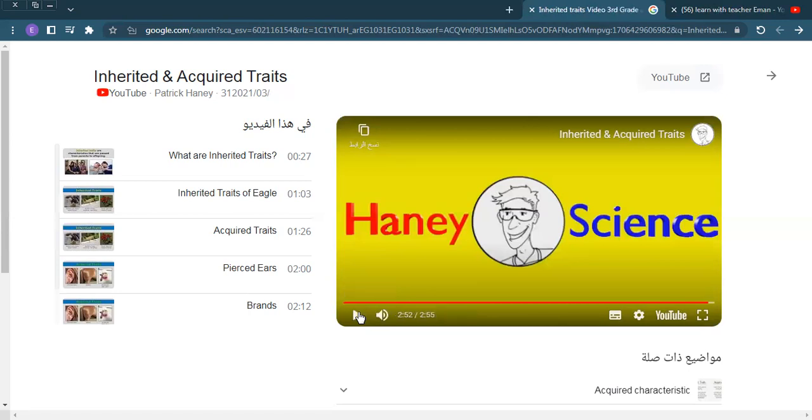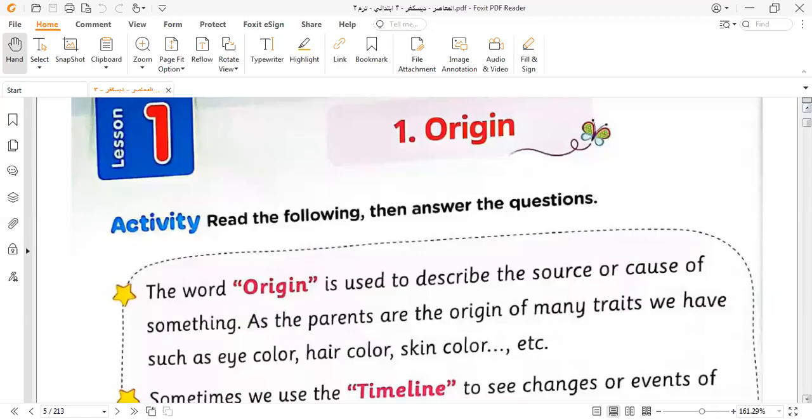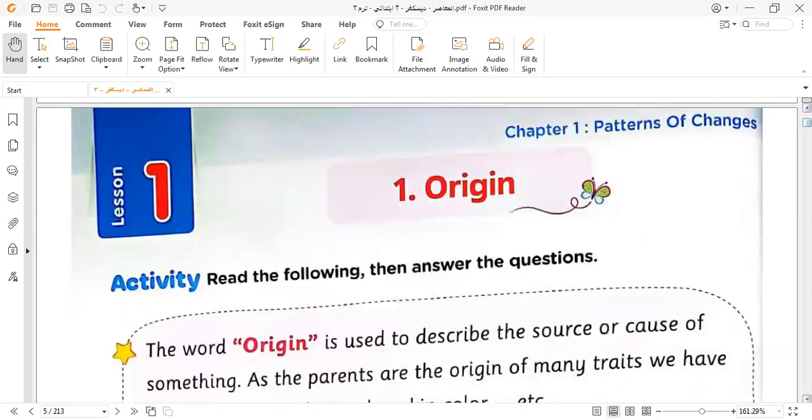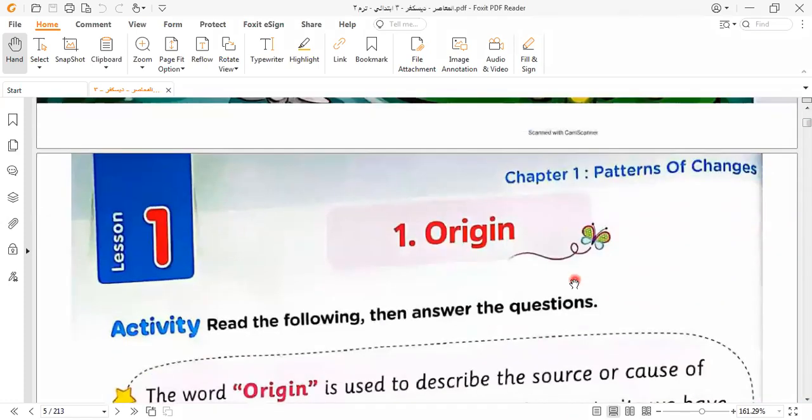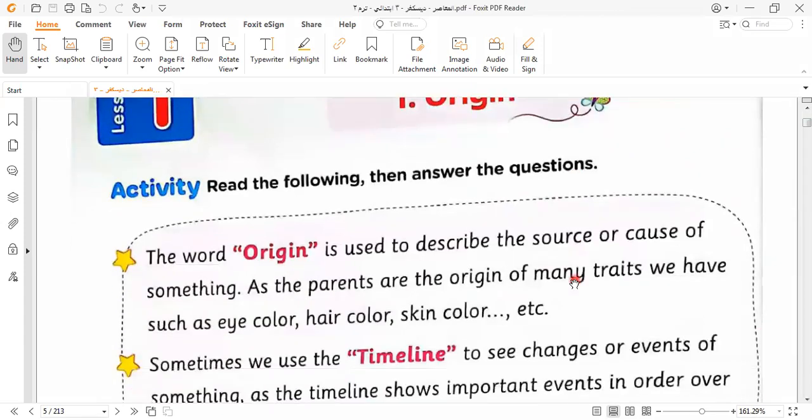Let's go to our lesson today. I think you understand what we are going to talk about today, grade 3. Today we are going to talk about traits. You know, traits are characteristics that pass from parents to children.